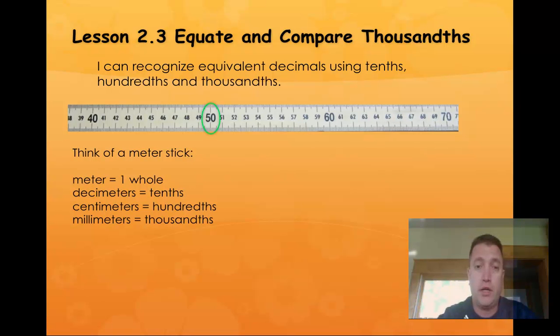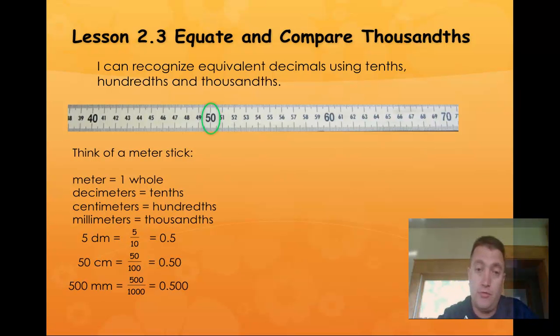Okay, so if we were going to look at 50 centimeters or 5 decimeters, we can look at that as 5 decimeters, which is 5/10 of a meter, or written as a decimal, 0 and 5/10. 50 centimeters equals 50 hundredths, or 0 and 50 hundredths. Or it could also be 500 millimeters, which can be written as 500 thousandths, or 0 and 500 thousandths.